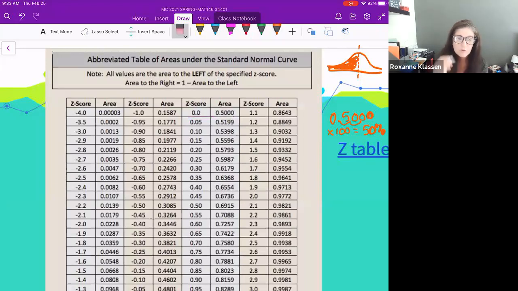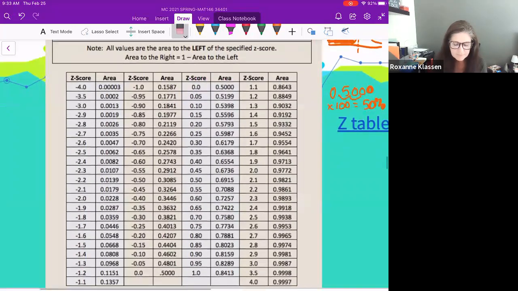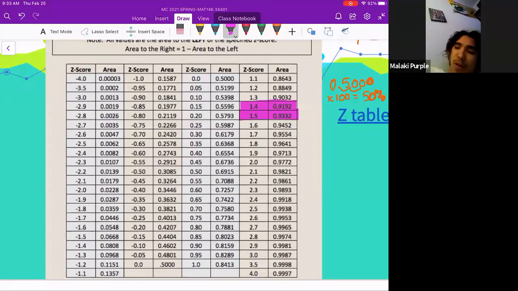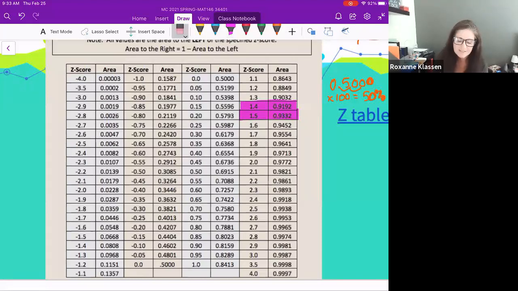So if we're using the one we just got in our problem, remember we got 1.46. But if you look at 1.46, it's not on this. I have my choice. I have 1.4 or I have 1.5. Which value do you think you should use and why? 1.5. Yeah, how come? Very nice. Since it's closer to 1.5 than it is to 1.4, we're going to use this value.